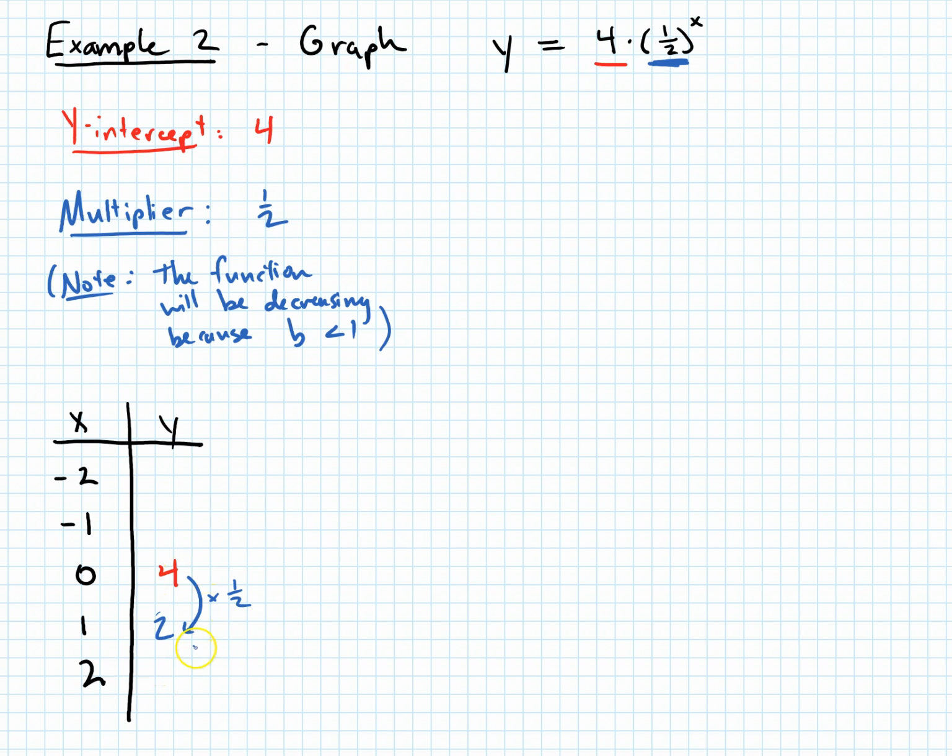How about down here? What comes next? When x is 2, what is y? Y is 1, right? Because again, you multiply by 1/2, causing it to decrease. How about when x is -1? What would y be when x is -1? That's going to be 8, right? Because 8 times 1/2 is 4. Another way to think about it is we're dividing by 2 to go forward. So to go backwards, you just multiply by 2, and 4 times 2 is 8.